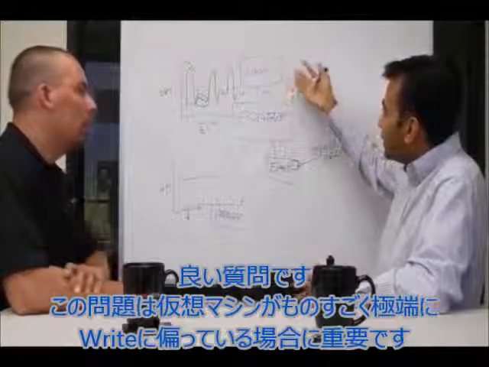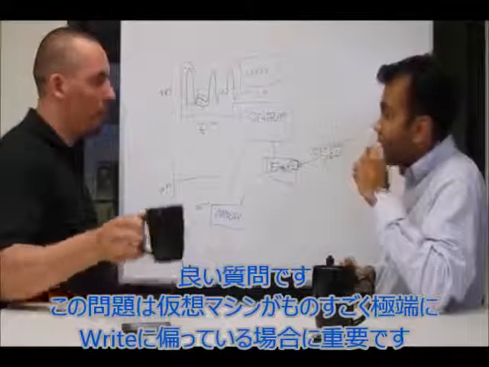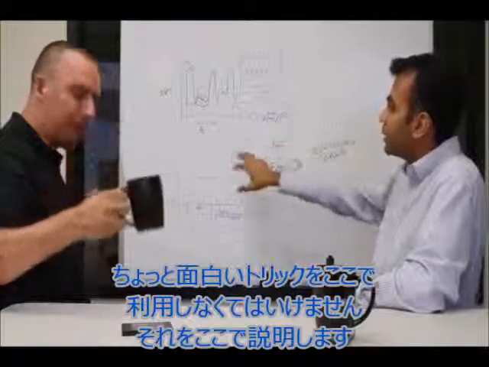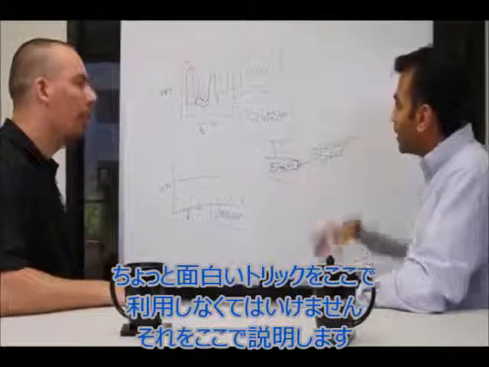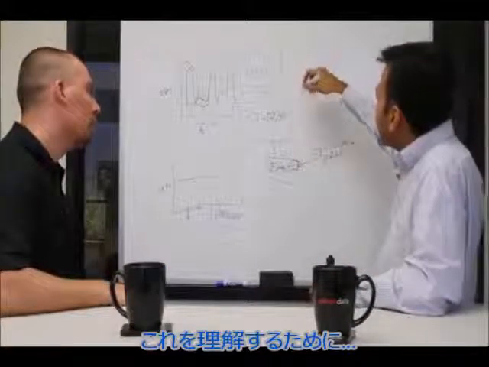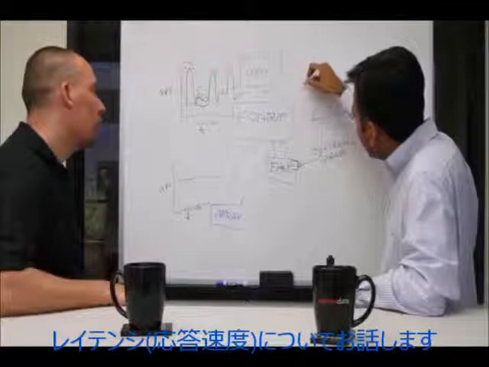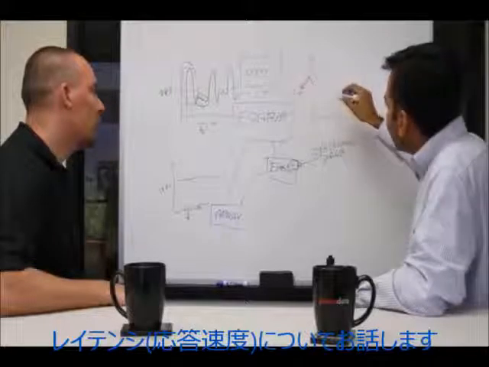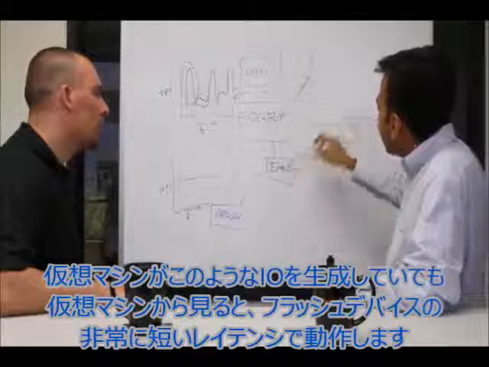That's a good question. Eventually, if the virtual machine is extremely write intensive and it's writing new stuff at a very rapid pace, then you might have to do fancy tricks, which it turns out we do. The way to understand that is, let's say here's the latency curve, and what the virtual machine sees as effective latency. Well, let's talk about flash latency.